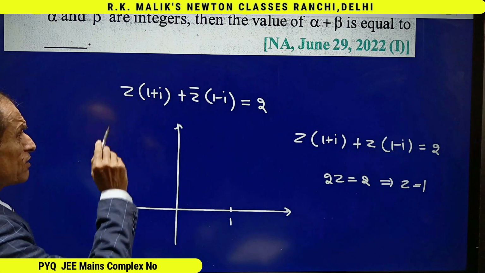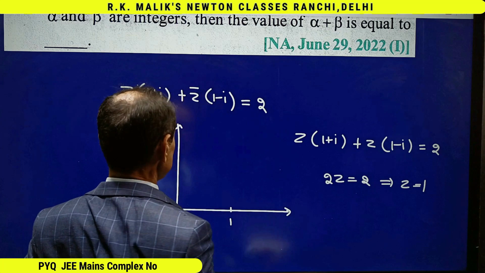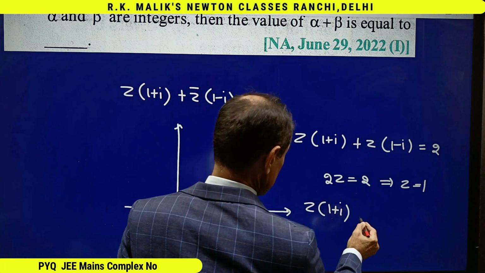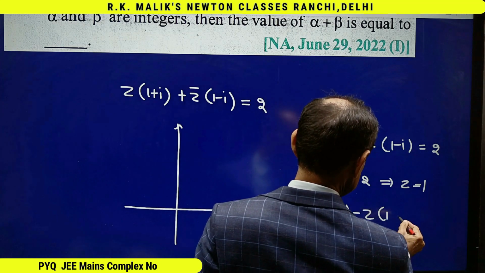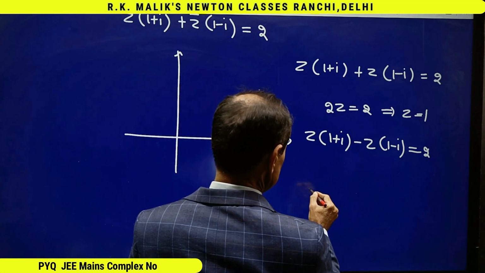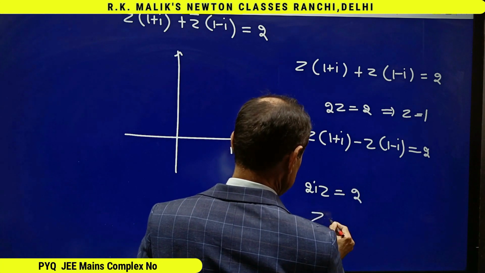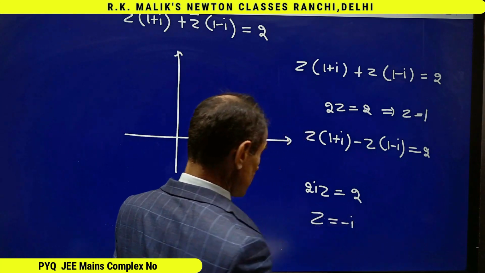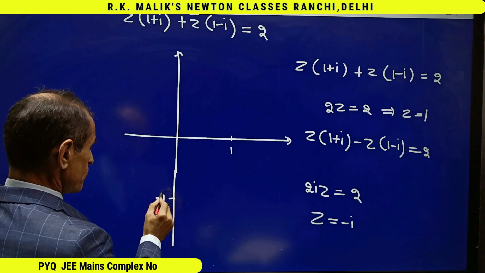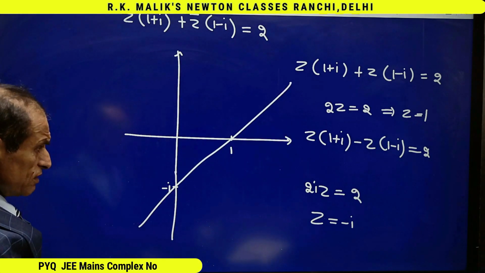And to find the point where the line cuts the y-axis, write minus z for z bar. You will be getting z into 1 plus i minus z into 1 minus i equal to 2. That is, I get 2i z equal to 2. That is z equal to minus i. That is, minus i somewhere here. Hence we have got this line.